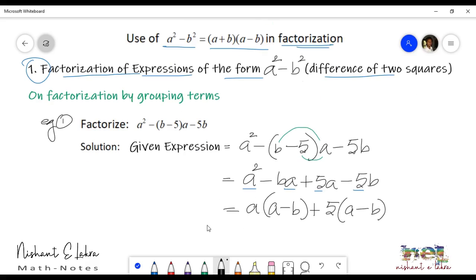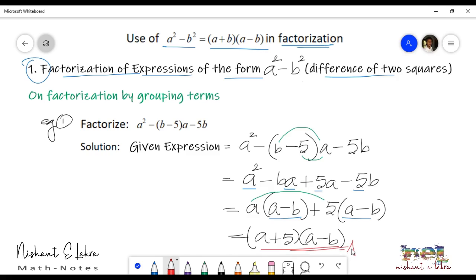Now you see here that we have factorized by grouping form. We'll write the common term as 1, that is a minus b, and a minus b we'll write as 1. So a plus 5 into a minus b. Remember that you have to write this down in brackets. So a plus 5 is the first term, into a minus b is the second term. So what we have done is factorized by grouping form.